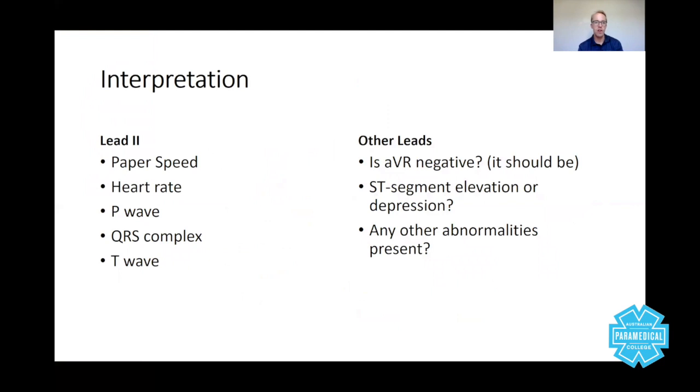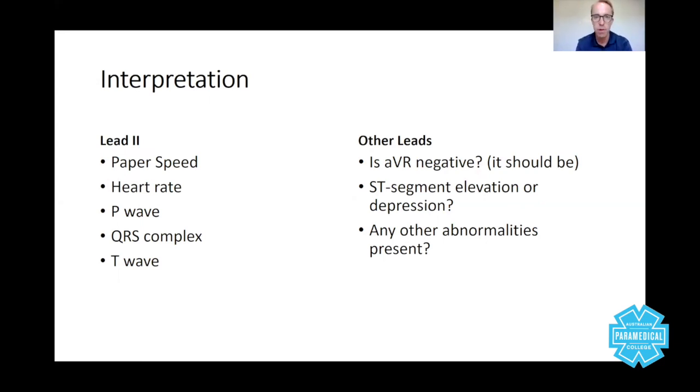So first and foremost, look at the paper speed. It has to be 25 millimeters per second. If it's too fast or too slow, it changes the image. Then you look at the heart rate. On most occasions, it tells you what the heart rate is at the top of the ECG. Then you look at the P wave. Is there a P wave before every QRS? Is it nice and round? And what's the PR interval? The PR interval should only be 3 to 5 small squares. Anything more than 5 small squares, and you've got what's called a first degree heart block. Then look at the QRS complex.